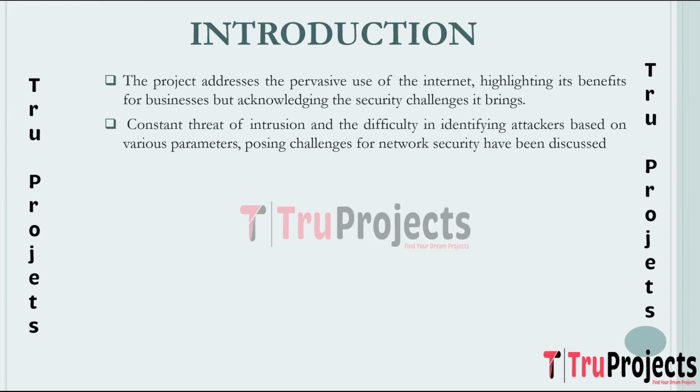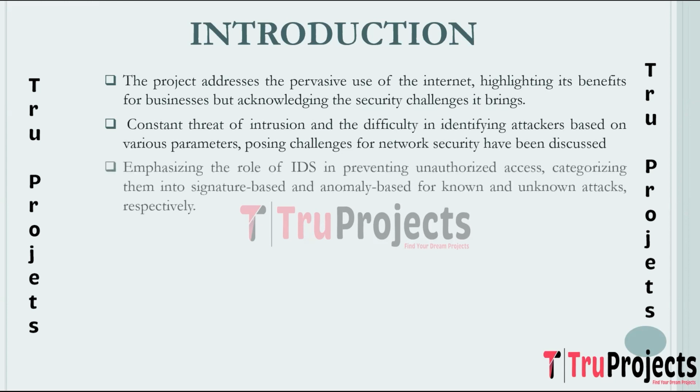Intrusion, the unauthorized access to a system, is a constant concern, and distinguishing attackers based on IP addresses, operating systems, or applications proves to be a challenging task for administrators. Network security measures are crucial to prevent hackers from gaining forbidden access to sensitive information. One prominent technology employed for this purpose is intrusion detection systems, which come in two types: signature based and anomaly based. Signature based IDS detect known attacks, while anomaly based IDS identify unfamiliar assault patterns.